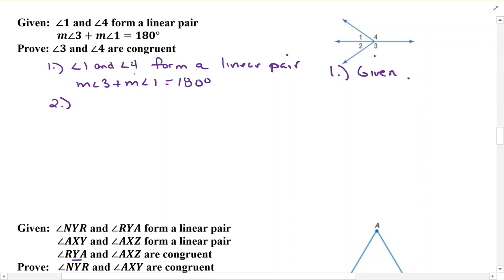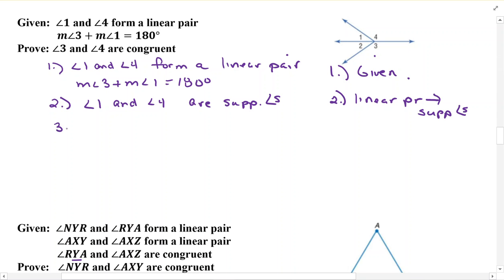Well, if 1 and 4 form a linear pair, then we know that angle 1 and angle 4 are supplementary. And that's because linear pair gives us supplementary angles. Since the measure of angle 1 plus the measure of angle 3 equals 180 degrees, we know that angle 1 and angle 3 are supplementary. And that's by definition of supplementary angles.